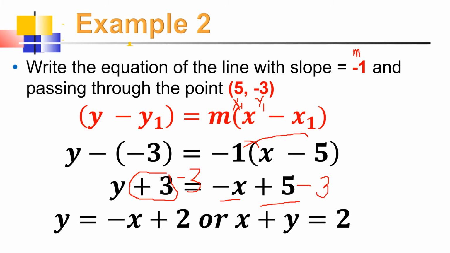Okay? So, that's why we have y is equal to negative x plus 2, kasi 5 minus 3 will give you 2. Gusto ko rin general form, pwede naman po, transpose mo lang si negative x sa left side. Kaya, meron ka ng x plus y is equal to 2. Parehas po tama yan. Okay?